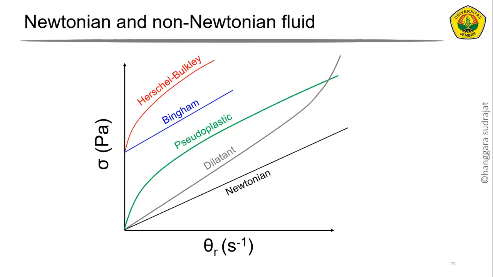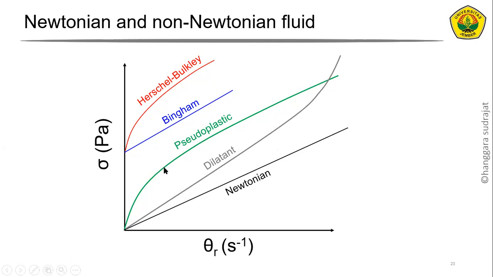So the pseudoplastic, for example. A lot of food products display pseudoplastic behavior. This is very common actually. When we increase the shear stress, there is a more than proportional increase in shear rate compared to, for example, a Newtonian fluid. This tells us that the viscosity is different at different points on the line.